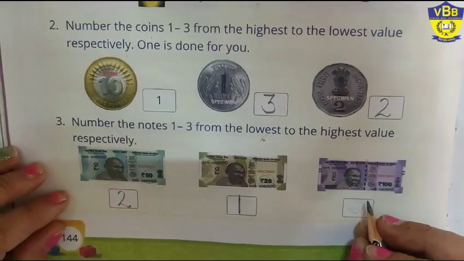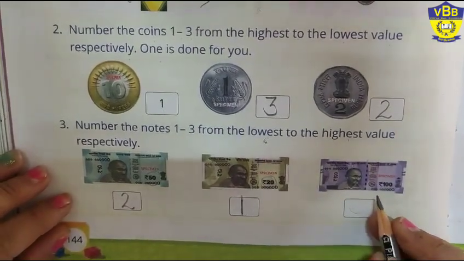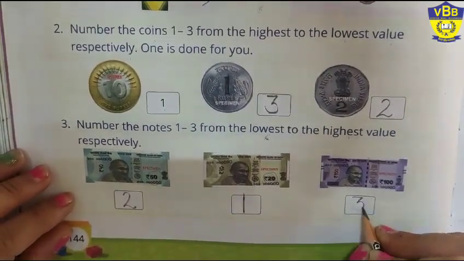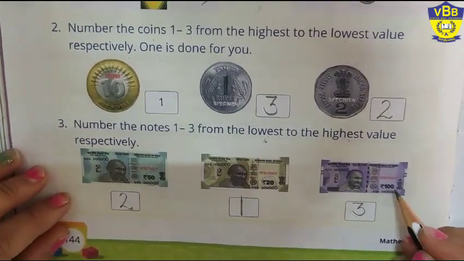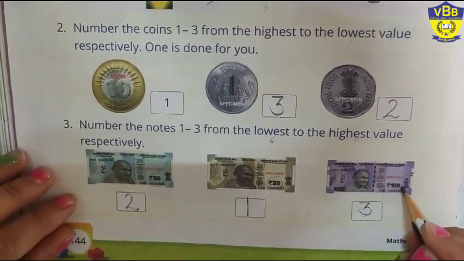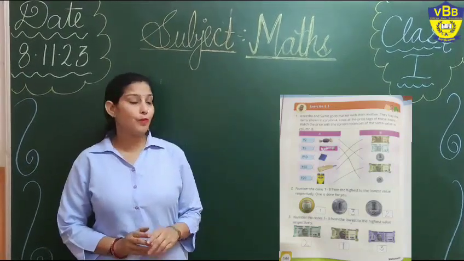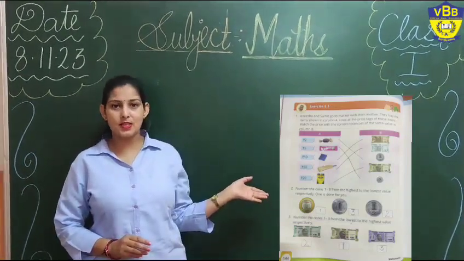Yes, and here we have two other notes. Yes, a 50 rupee note and a 100 rupee note. And in these notes, which is the smaller note? Yes, the 50 rupees note is smaller than the 100 rupees note. So here we have to write 2. So here we have to write 3 because it has the highest value. Okay everyone, hope you all have done the book exercise.